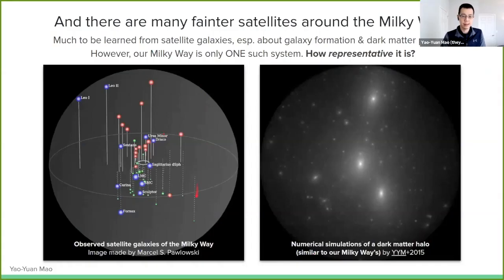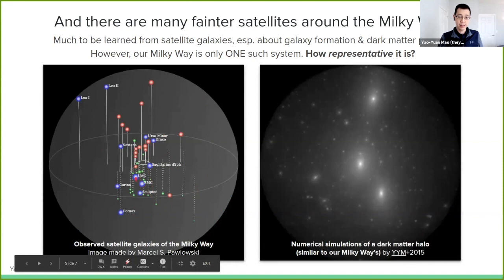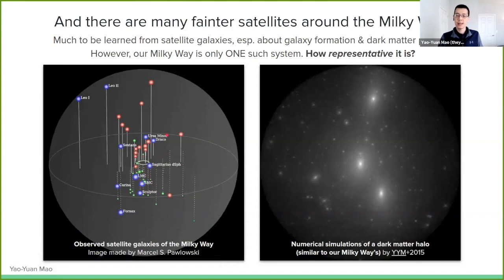So here is another picture of the same thing, but in an illustrative way. You can see the LMC and SMC, the large and small Magellanic Clouds that I mentioned earlier, and many more satellites that we have discovered today orbiting the Milky Way. On the right-hand side, I'm showing you a picture of a simulation that I ran earlier. This is a Milky Way-sized dark matter halo. And as I mentioned earlier, the Milky Way galaxy itself is much smaller compared to the size of the halo.